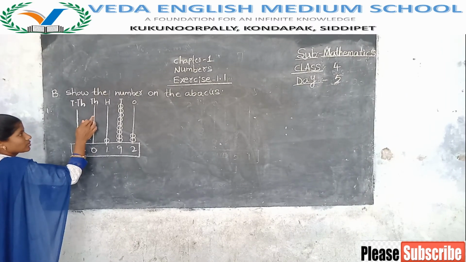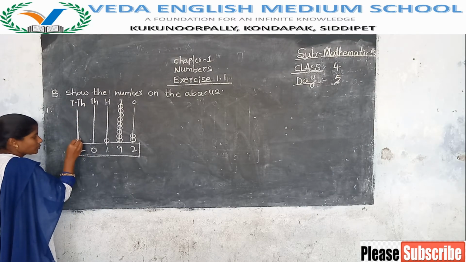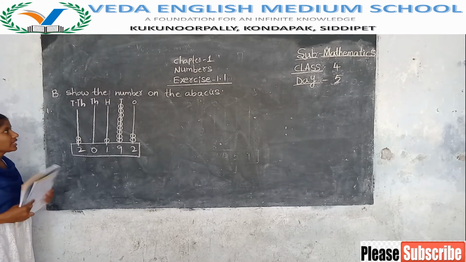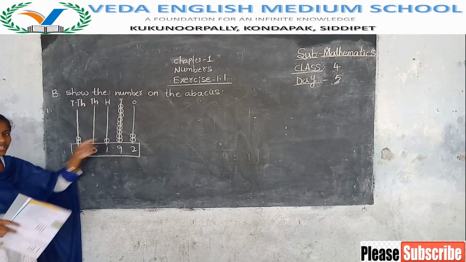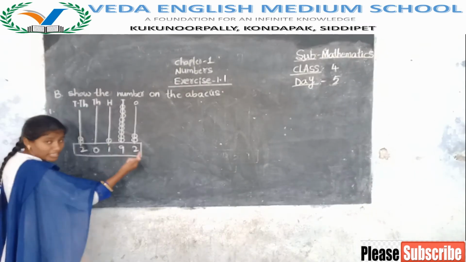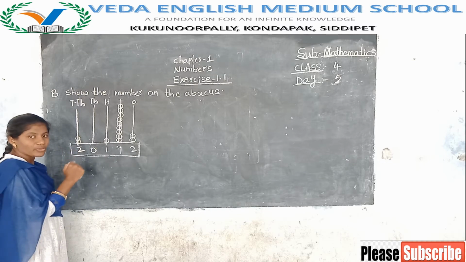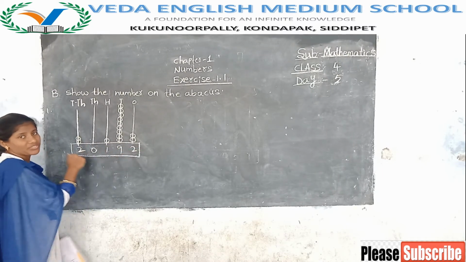Now thousands place has completed. Now come to the 10,000s place. Here 2. You have to draw 2 beads. 1, 2. Like this you have to complete the second one. So based on the number you have to draw. Always you have to go from ones place onwards, that means right side to left side. Place values you have to count from right side to left side. Beads also you have to draw from right side to left side.